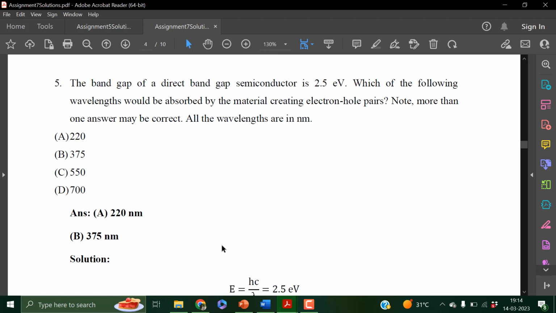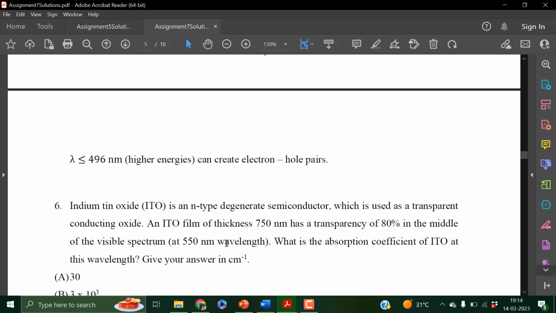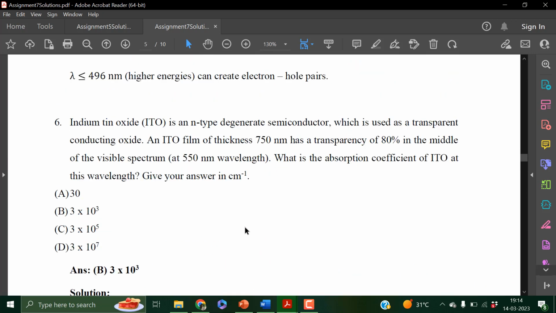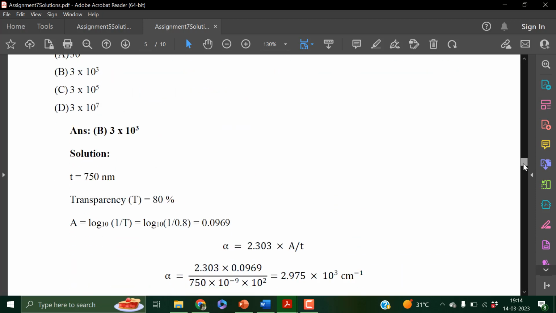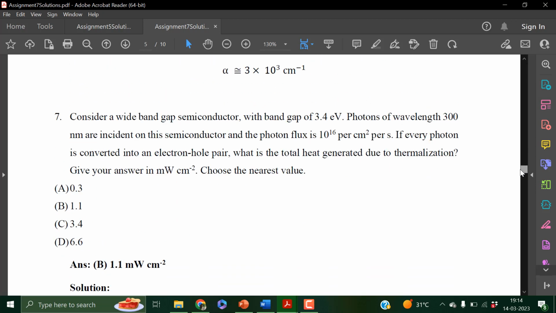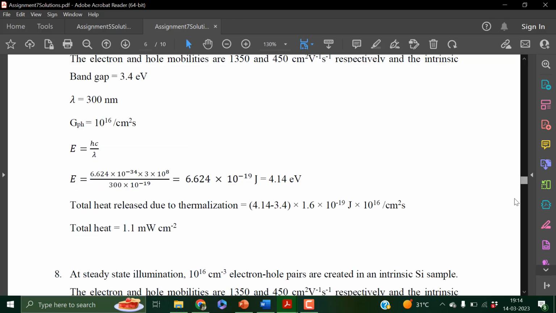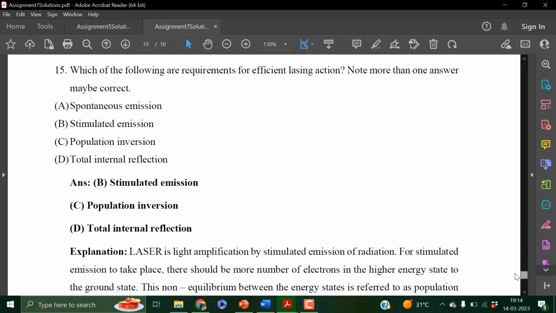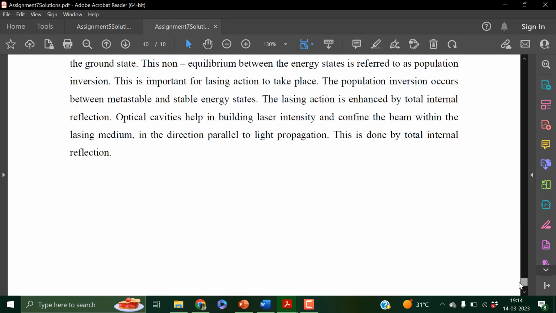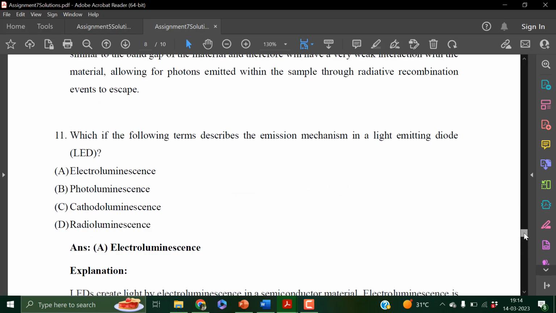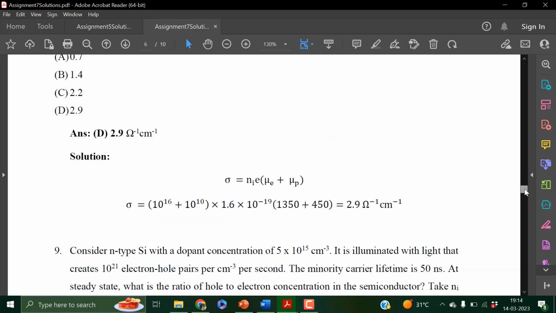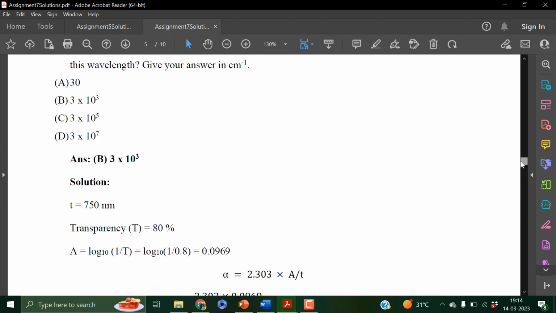Any other? I think this part is comparatively easy. I have solved only four or five questions. Compared to the MOSFET and JFET part, this part at least you can visualize. The fifth one, they have asked us to find the lambda. Okay, the sixth one, wait one minute.